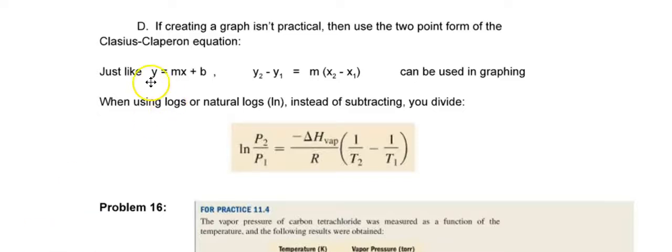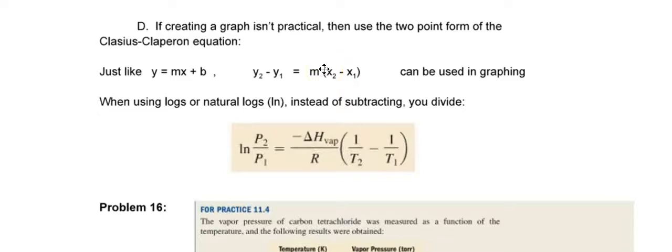So just like in algebra, when you had y equals mx plus b to describe a linear relationship, you can use the two-point method. y2 minus y1 equals m times x2 minus x1. So we plug this in. All right, here's my y2 minus y1, here's my slope, and here's my two temperatures.